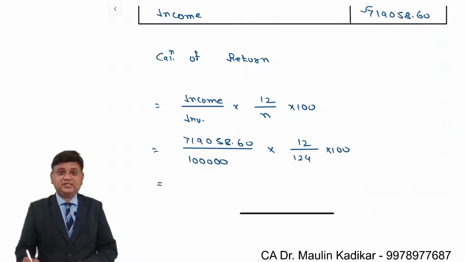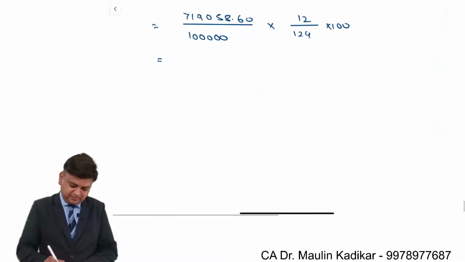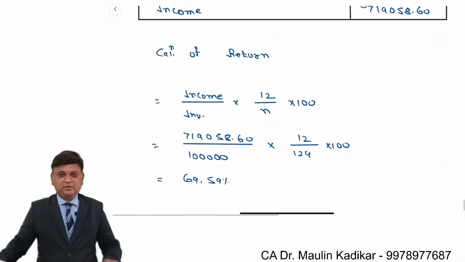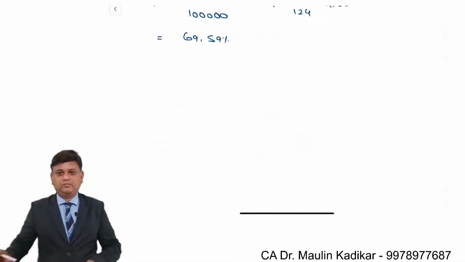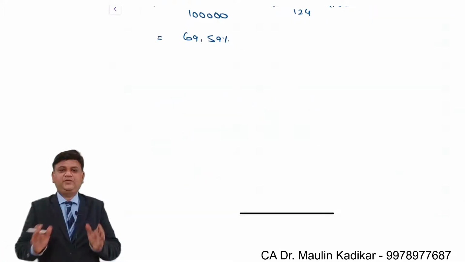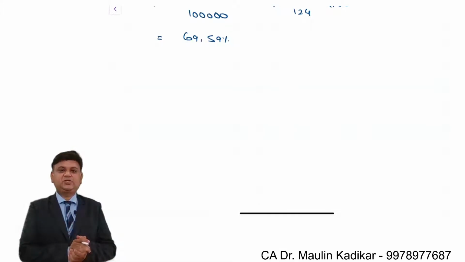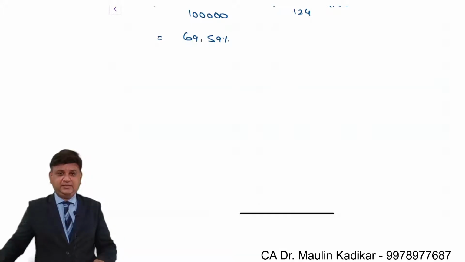The answer is 69.59%. This is the return to the investor. Now friends, importantly, in the case of the growth plan, the number of units remains the same.